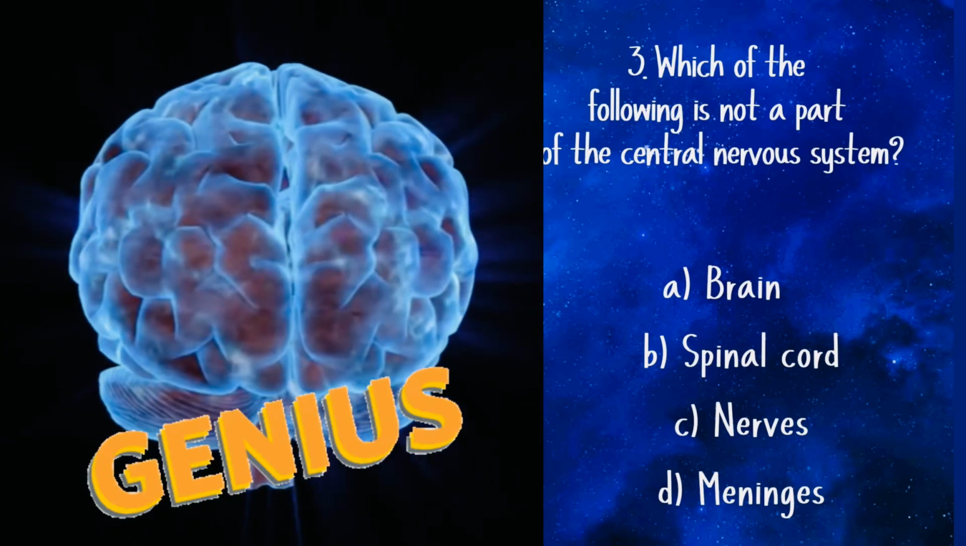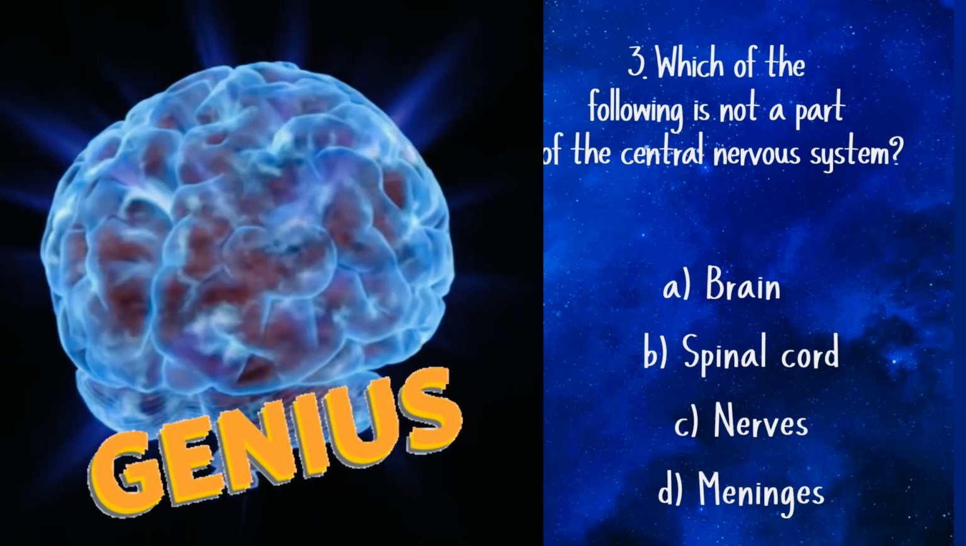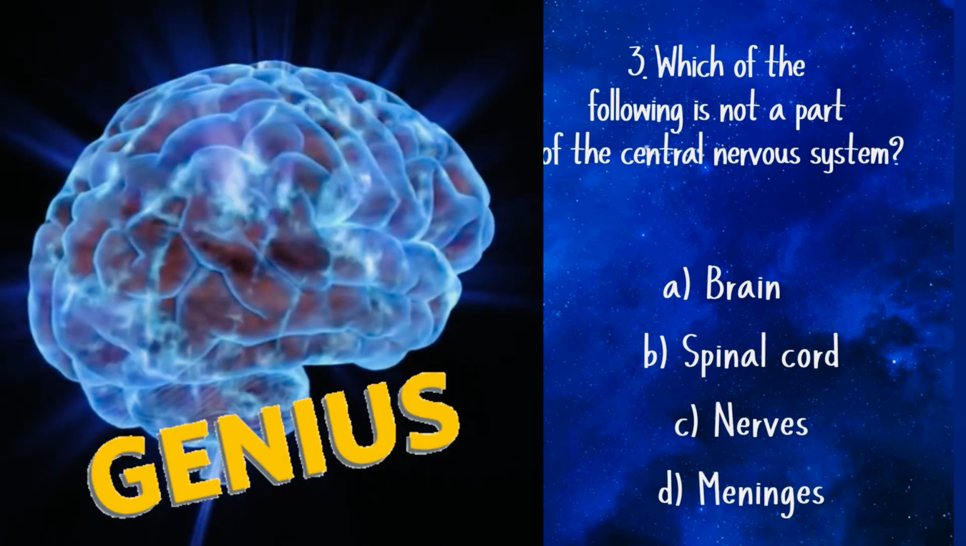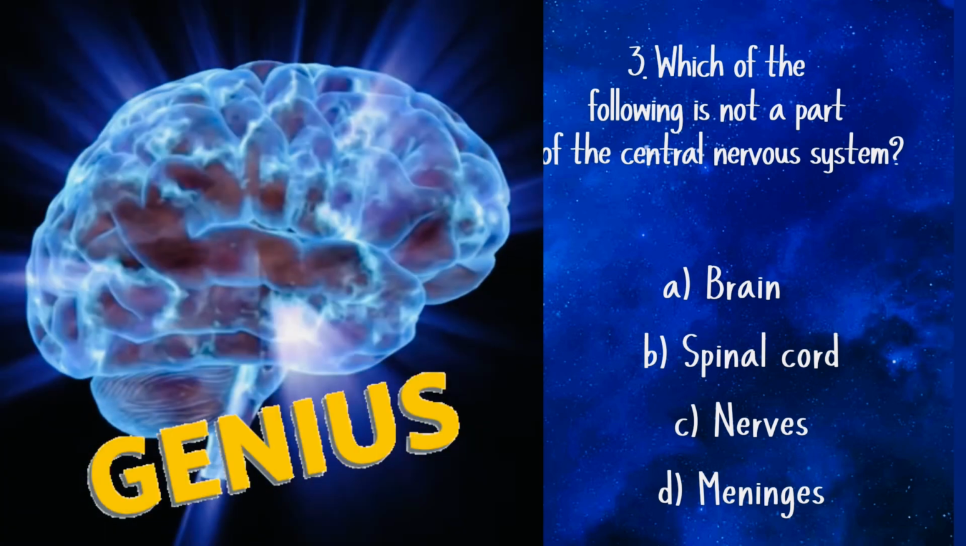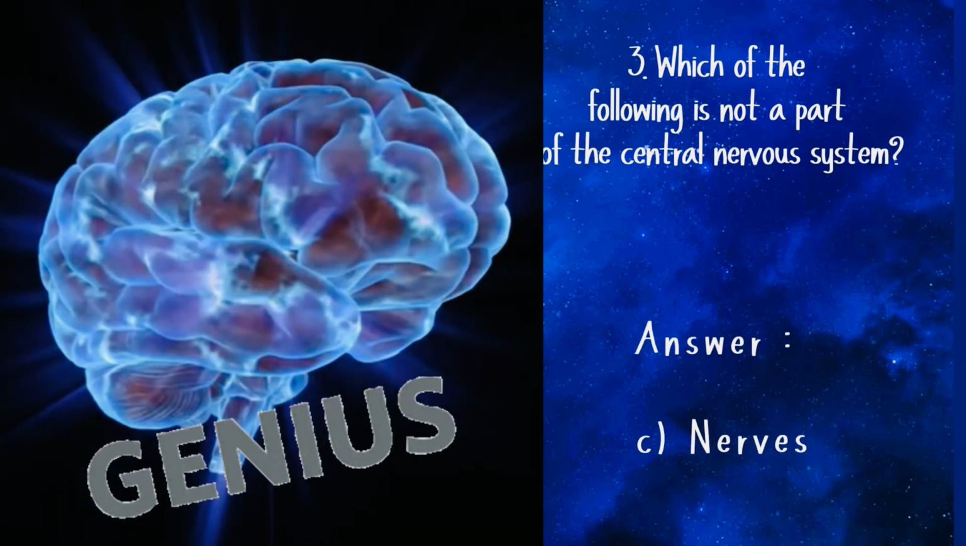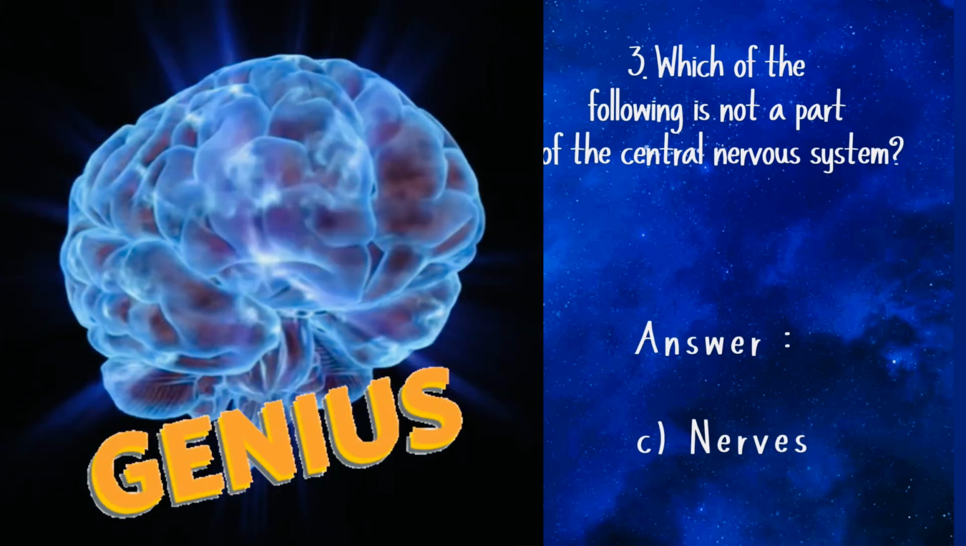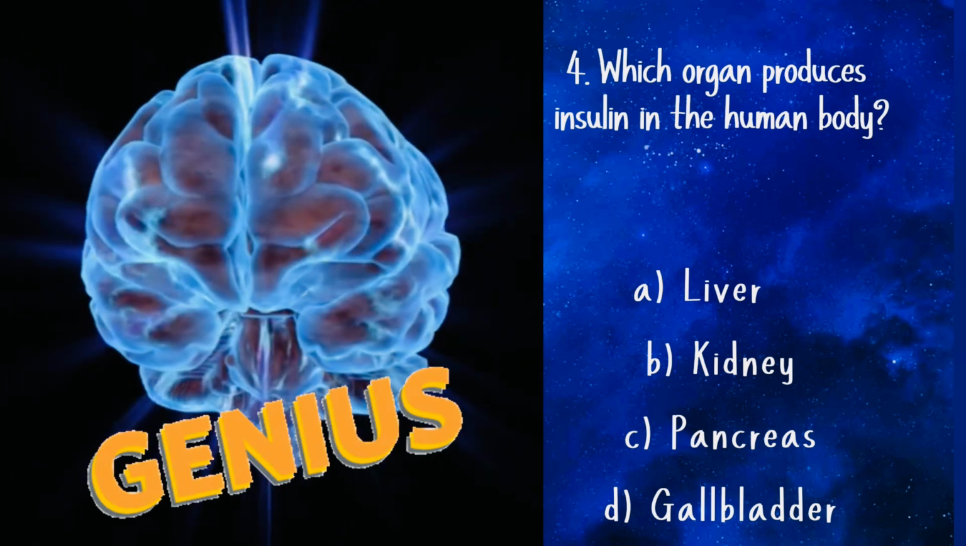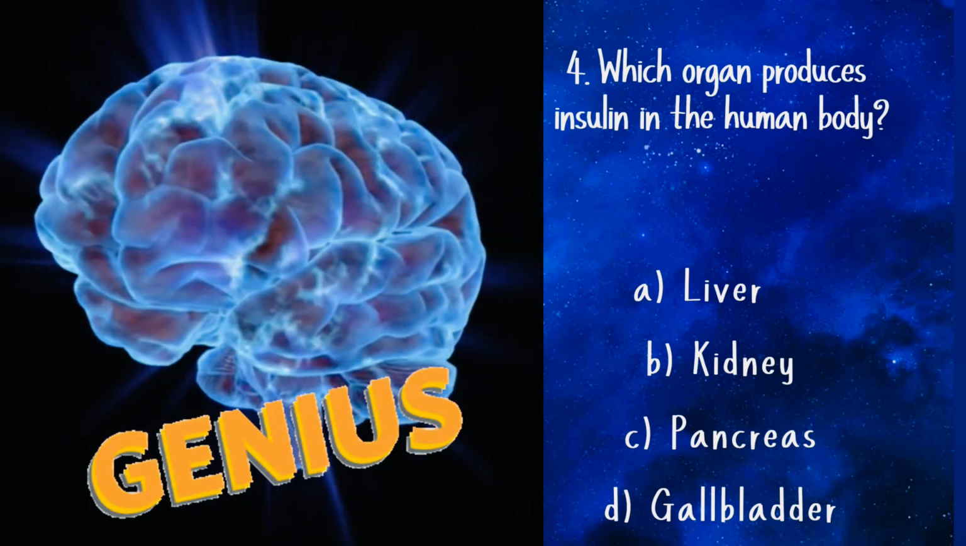3. Which of the following is not a part of the central nervous system? The correct answer is letter C. Nerves. 4. Which organ produces insulin in the human body?